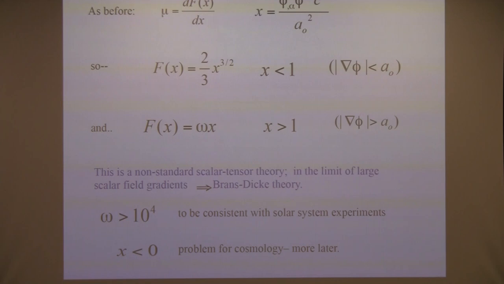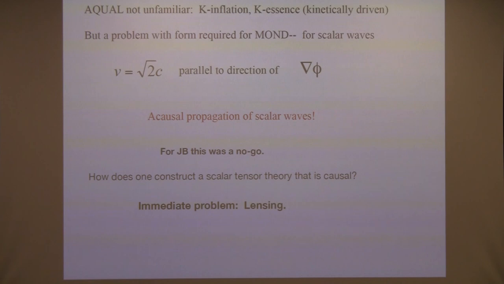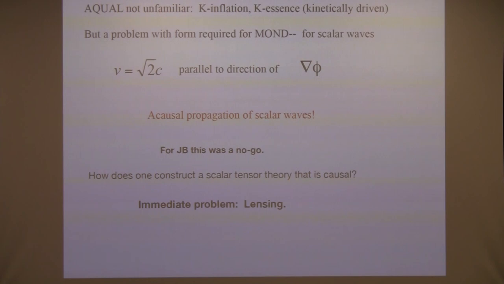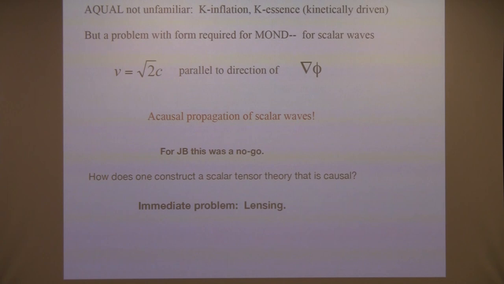Now, this formula AQUAL is not unfamiliar. It's kind of an aspect of what's called k-inflation, k-essence, the kinetically driven expansion of the universe, not driven by potential, but driven by the kinetic term in the Lagrangian, the action. Now, the problem is that when you work it out, you find that the velocity of scalar waves is the square root of q times c, parallel to the direction of the scalar field gradient. That is, scalar waves in this theory propagate faster than the speed of light.